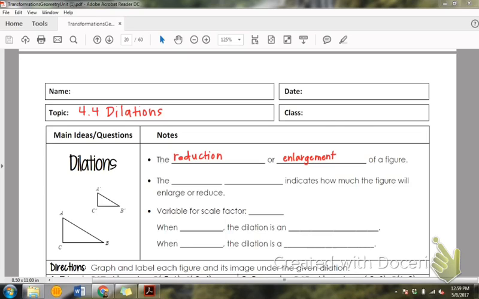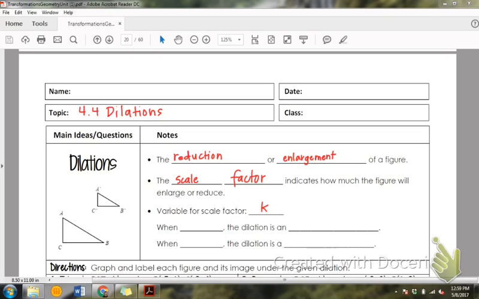So a dilation, we're going to either reduce or enlarge a figure. The scale factor, and we've heard that word before, indicates how much the figure will enlarge or reduce. So that's how we're going to tell whether it's an enlargement or a reduction, not just looking at the picture. The variable for this scale factor is K. So they're going to use K to say, hey, this is your scale factor.